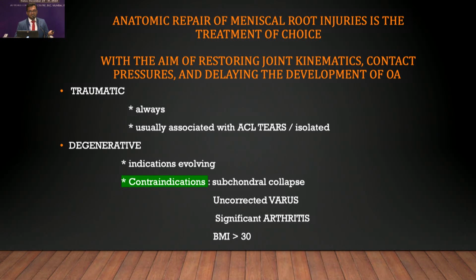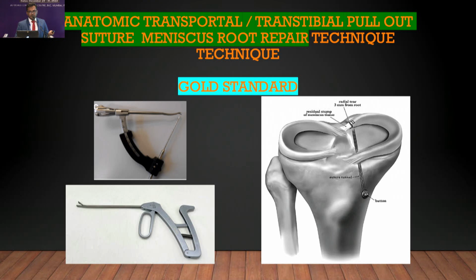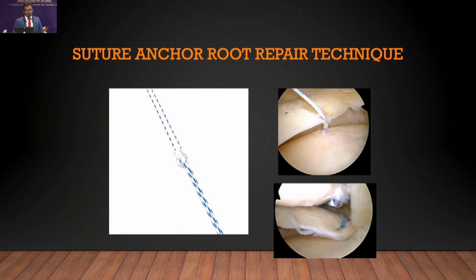So what are the indications? Always in traumatic cases with acute presentation, you always repair them. In the degenerative cases, the indications are still evolving. However, the contraindications are severe collapse, severe varus, significant arthritis, or a BMI more than 30. So this is the gold standard technique, the anatomic transportal transtibial pull-out suture technique. And these are the two most commonly used instruments, the knee scorpion and the meniscus root repair jig, which you should have while doing this technique.